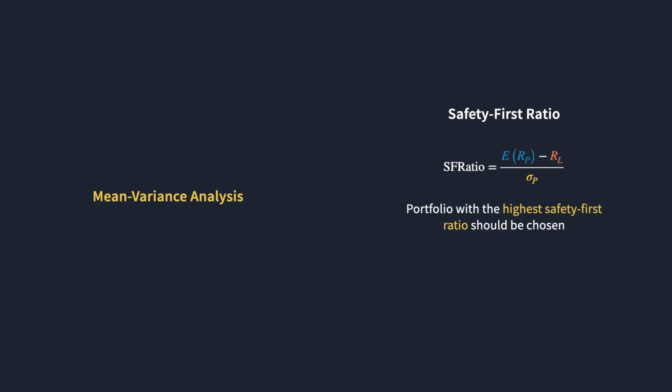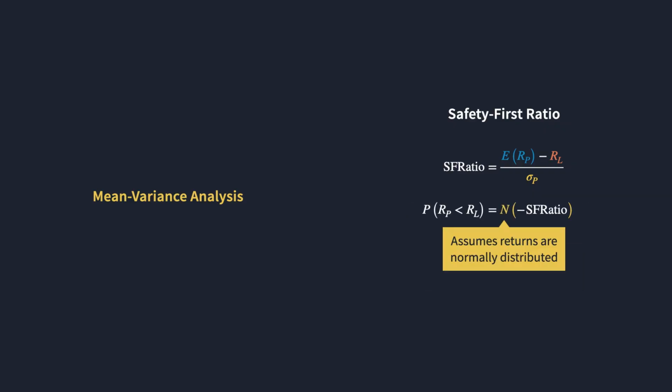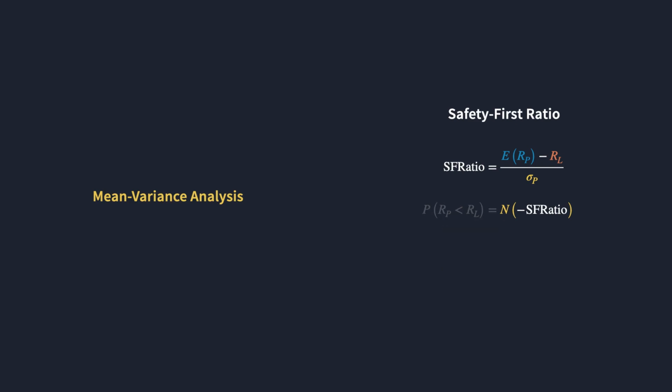The portfolio with the highest safety-first ratio should be chosen. That portfolio will have the lowest probability of falling below the threshold level. If the returns are normally distributed, the probability of the return falling below the threshold level can be calculated like this. It's the cumulative normal distribution value of the negative of the safety-first ratio. We need to look up the value for N of negative SF ratio in a normal distribution table.